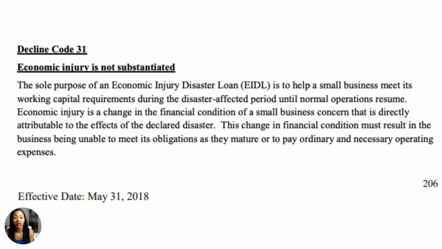In layman's terms, the disaster has a cause and effect. It caused a decrease in your revenues, which affects your ability to pay your normal operating expenses, okay? So that is the definition of economic injury, okay? And if they find that you are still able to sustain your normal business operations, to pay your debts and all that stuff, they would declare, hey, your economic injury was not sustained, okay?